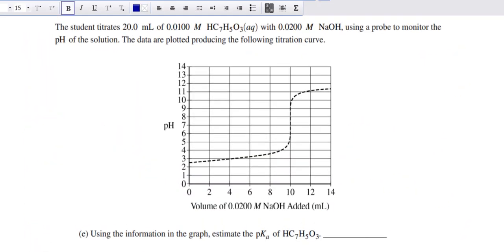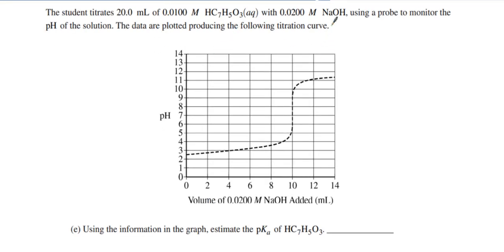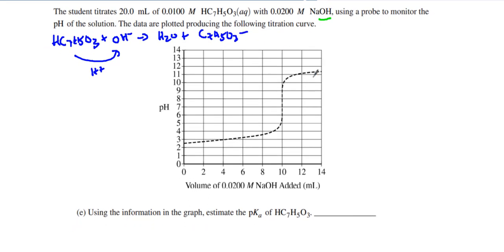Part E, you can see now we have this salicylic acid, HC7H5O3. We're titrating with a strong base, so we have HC7H5O3 plus hydroxide. This is giving up the H plus, the proton. We get water, and we get C7H5O3 minus. You can see it's a weak base. We're looking for the pKa.